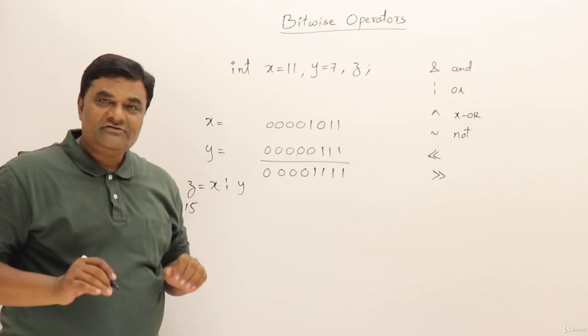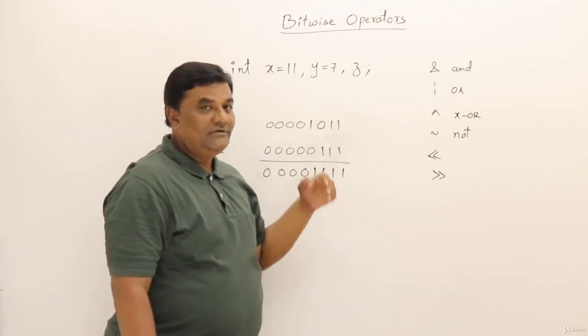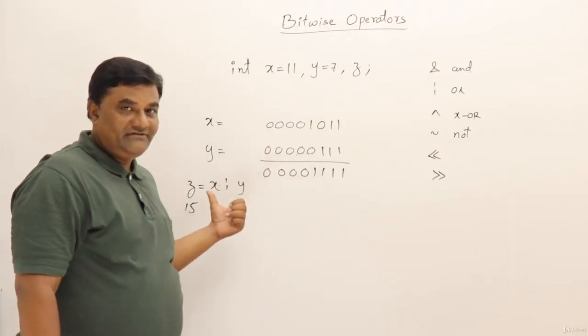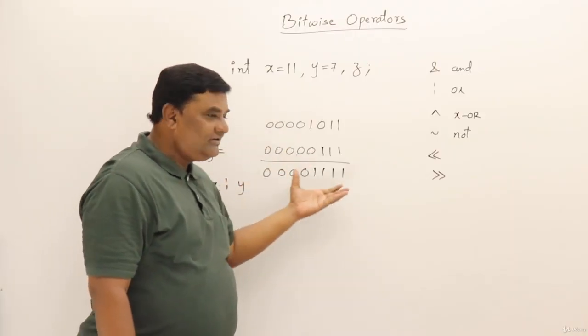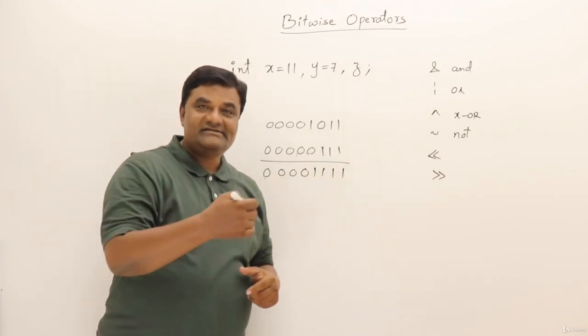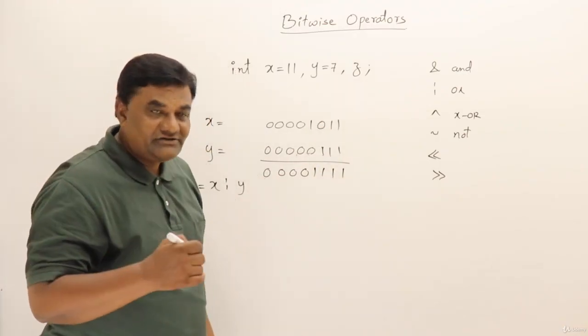See, it is not like addition or subtraction. Directly you look at the value and give the answer. Unless you perform some bitwise operations, you cannot give the answer. If you have some practice on this one, then you may be able to directly give the answer by looking at them. Now next, let us see what is the result of XOR.